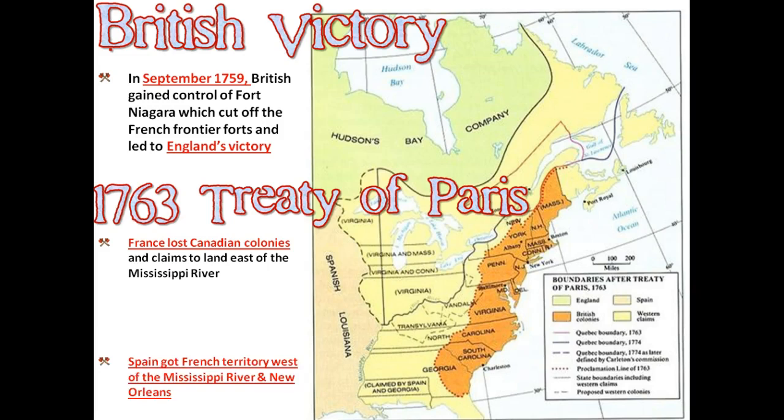Spain ended up with the French territory west of the Mississippi. So you can see right here, Spanish Louisiana. That's where Spain ended up with their territory. And finally, England got all of the French territory in Canada and in Florida. So now you can see at one point in time, this area right in here was all controlled by France, and now it's all controlled by England, which is why we speak English instead of French.